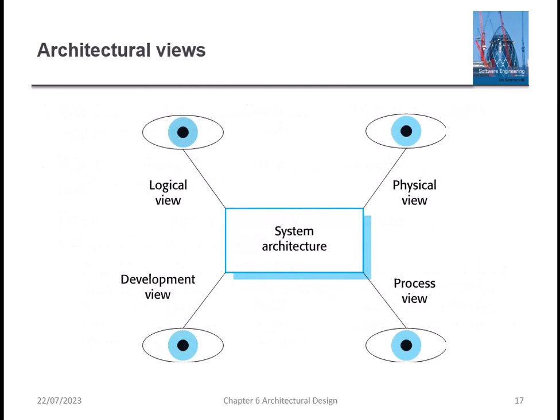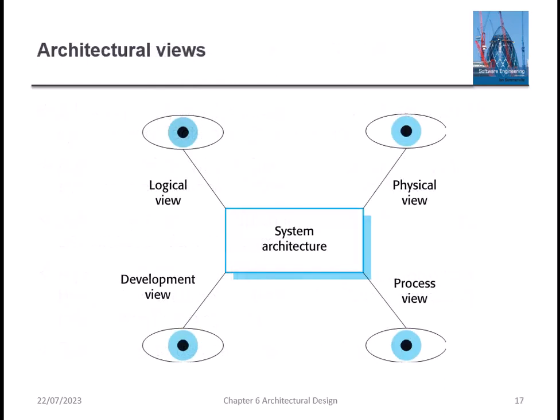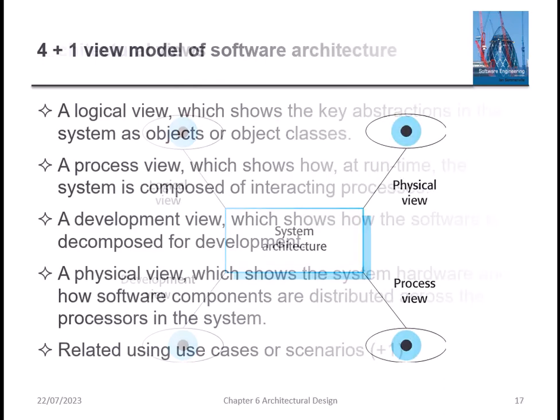So there are different views from which we can analyze a particular architecture. One is the physical view, then the logical view, process view, and then deployment view. These four combined are called the 4+1 view model. So 4+1 means four different views are combined as one view.